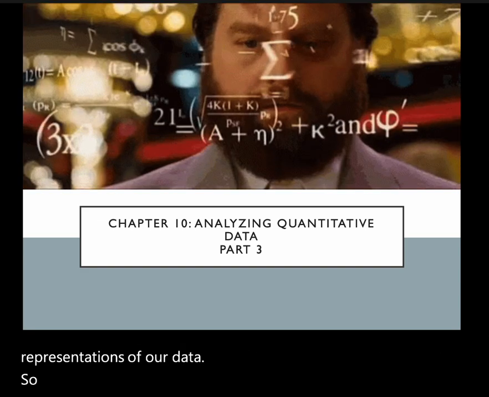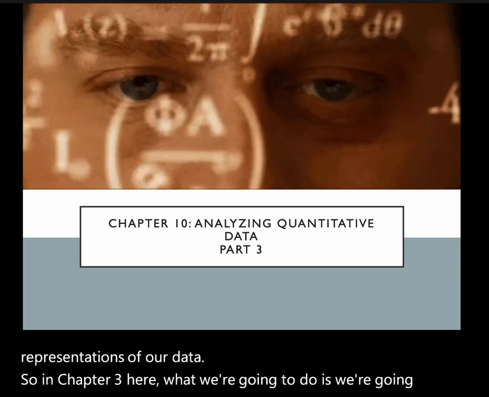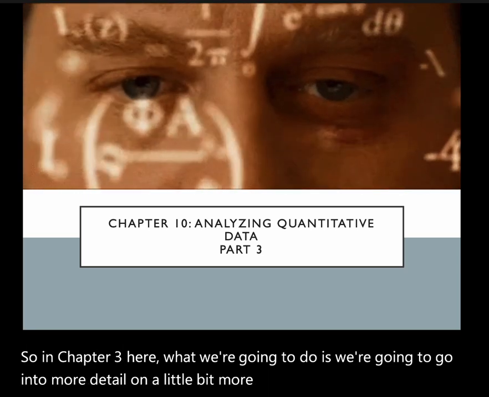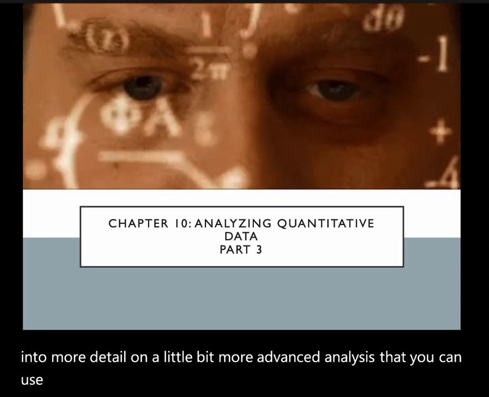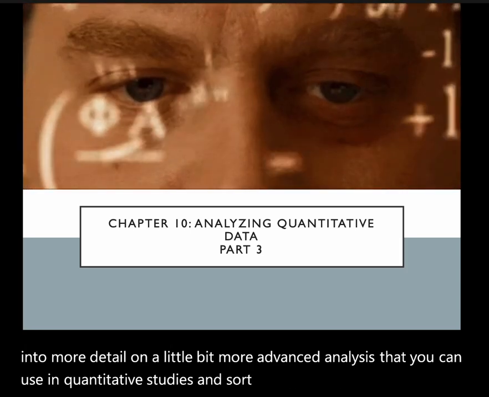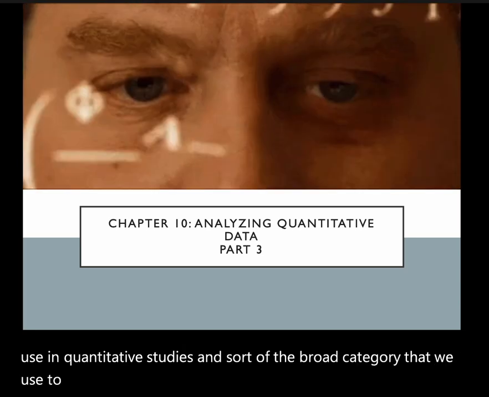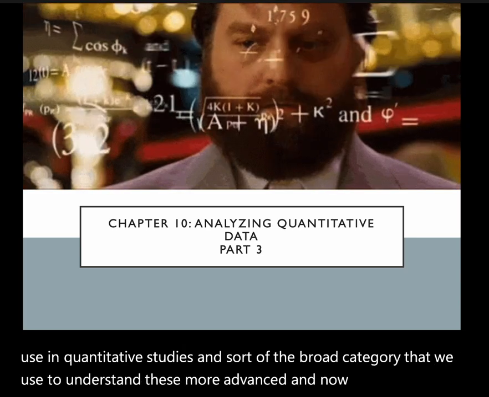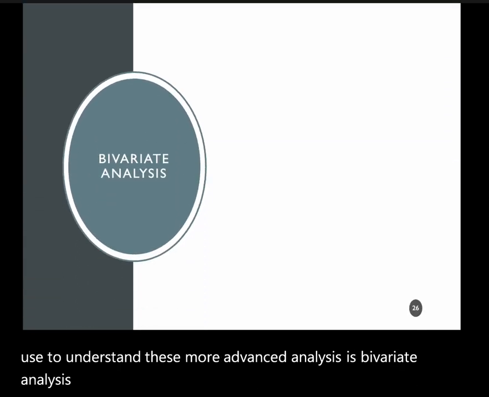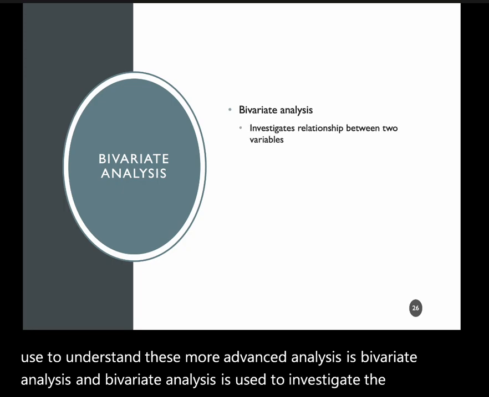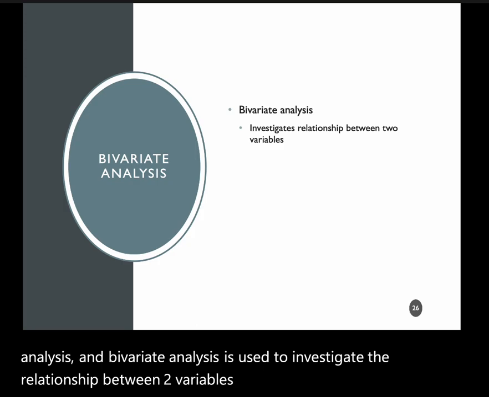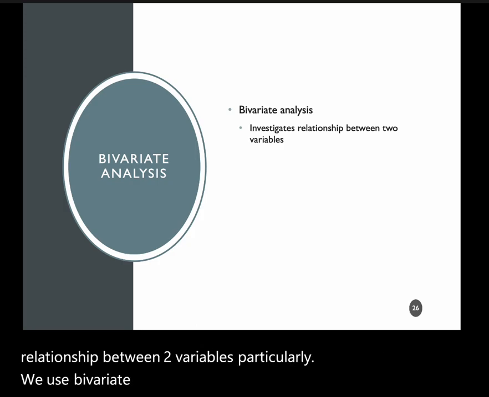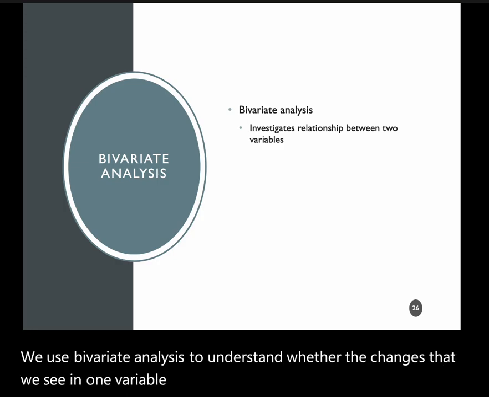So, in part 3 here, we're going to go into more detail on a little bit more advanced analyses that you can use in quantitative studies. And sort of the broad category that we use to understand these more advanced analyses is bivariate analysis. Bivariate analysis is used to investigate the relationship between two variables. Particularly, we use bivariate analysis to understand whether the changes that we see in one variable are reflected by changes in another variable of interest to us.